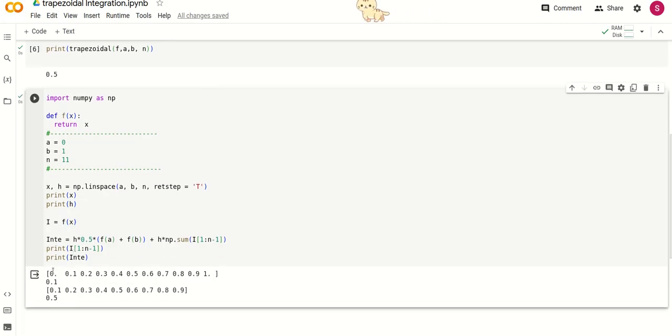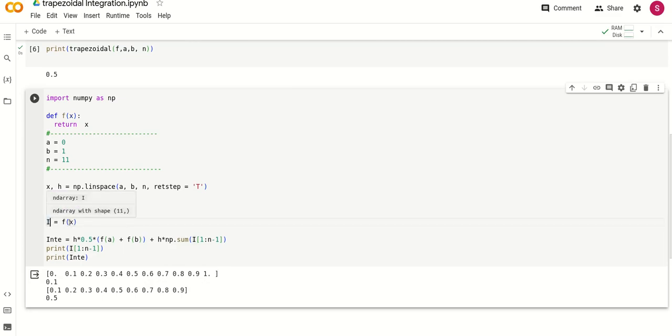That means it will create an array of numbers starting from 0 to 1, and h is 0.1, that means the spacing between 2 points is 0.1, and it creates how many points, that means 11 points, 0 1 2 3 4 5 6 7 8 9 10, that means 11 points have been created, and now we can suppress this.